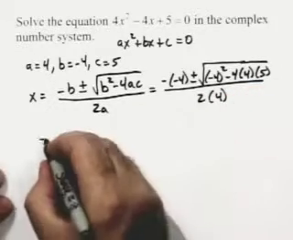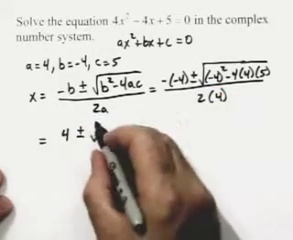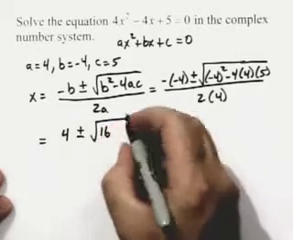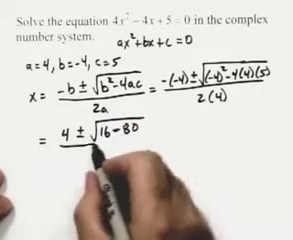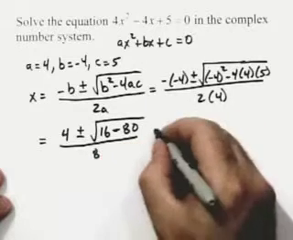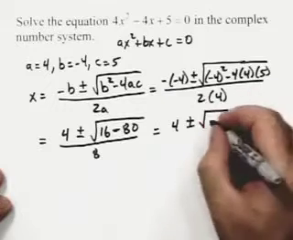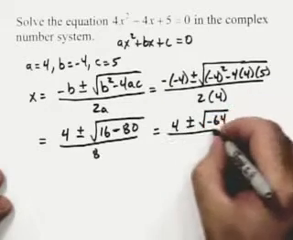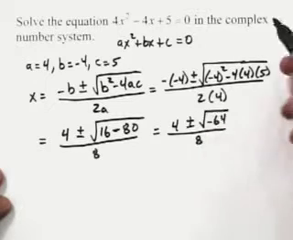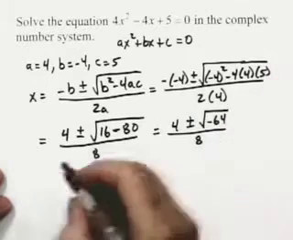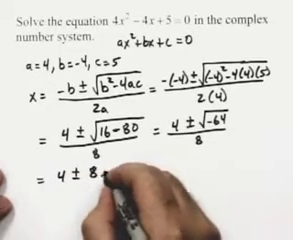I'll clean that up. We'll get a positive 4 plus or minus the square root of 16 minus 80, all divided by 8. We'll have 4 plus or minus the square root of negative 64 divided by 8. And we can simplify this radical because we're dealing with a complex number system. We'll have 4 plus or minus 8i.